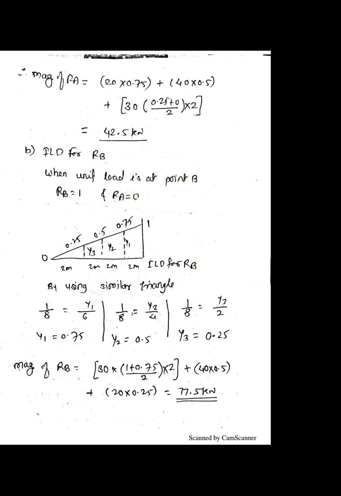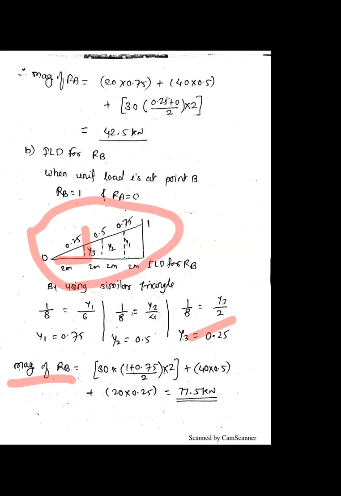Okay, after completing this diagram, calculate the coordinates by using similar triangles. Again, this is y1, so 1 divided by 8 is equal to y1 divided by this base, means 6. Again, 1 divided by 8, this is y2 divided by 4. Then again 1 divided by 8, y3 divided by, then we get y3. Again, magnitude of RB, this is the complete ILD.